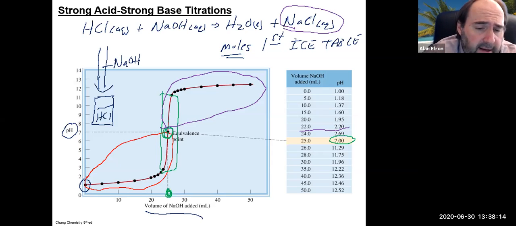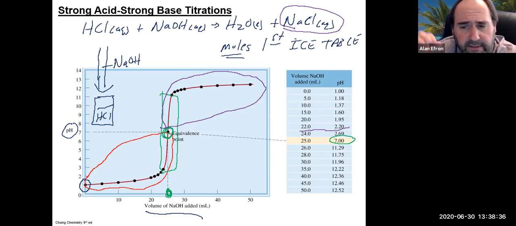The equivalence point, as we talked about, is the point in a titration, especially an acid-base titration, where you've added basically equal moles. So the number of moles of acid will equal the number of moles of the base. And that's basically your definition of the equivalence point.